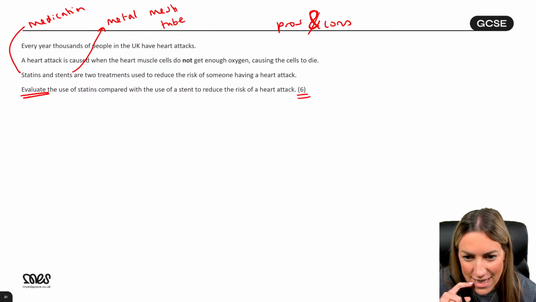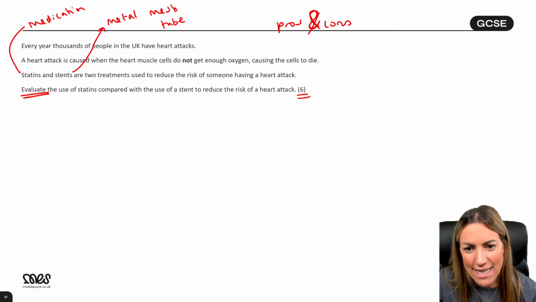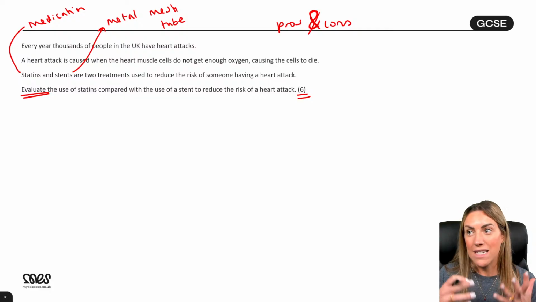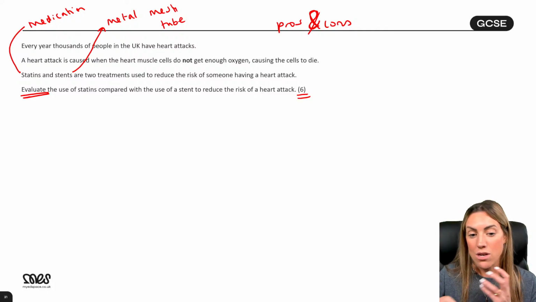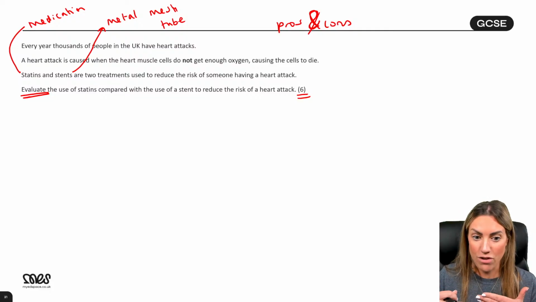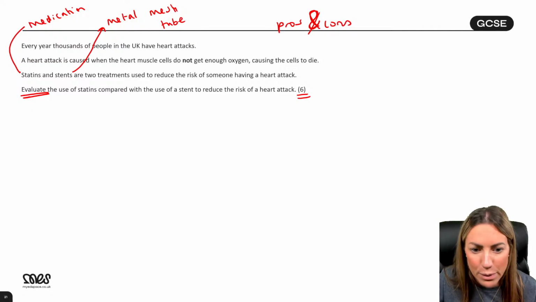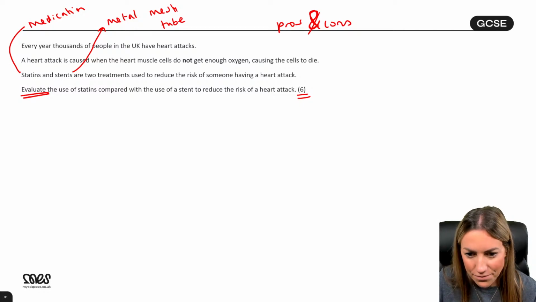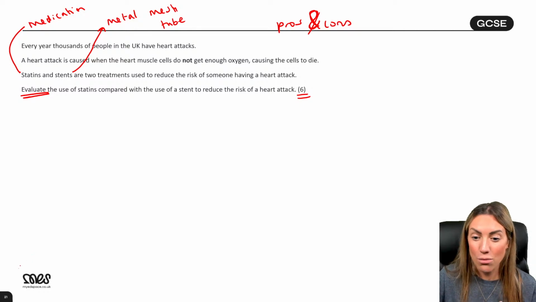Put some suggestions into the chat. A-Boy says stents require surgery, statins don't. And you could, A-Boy, extend that. Obviously, if a stent requires surgery, you could talk about the risks of surgery, the risks of internal bleeding, the risks of blood clots, the risks of having an anaesthetic. Statins, though, I mean, I'm immediately thinking you might forget to take them, right? You've got to remember to take them every day.